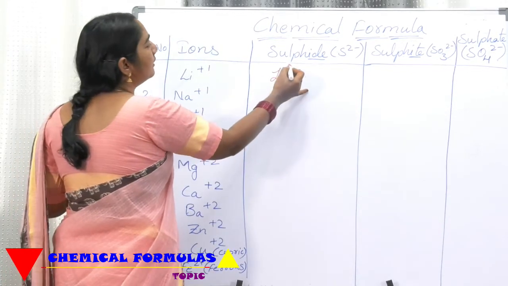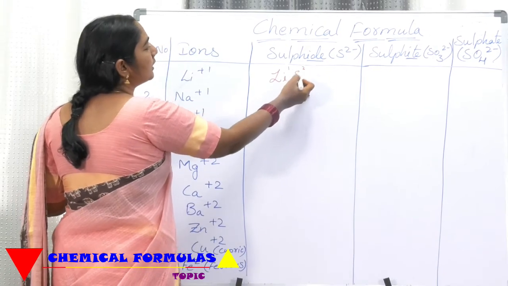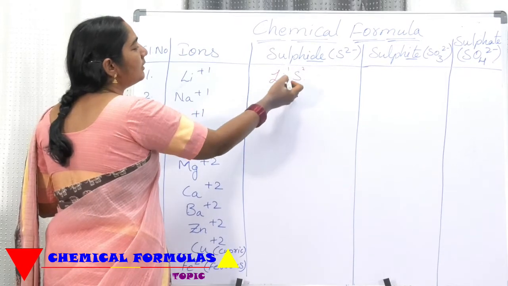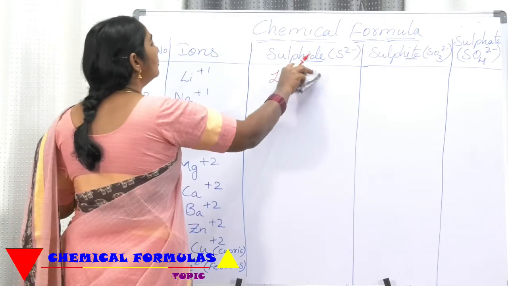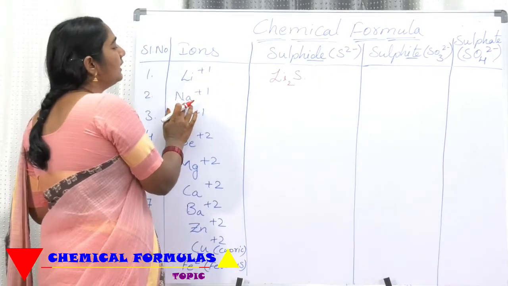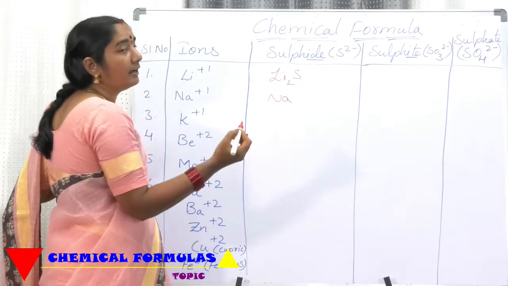Lithium sulfide. Because lithium's 1 came here, this 2 came here. I think you understood. This 2 came here, this 1 went here. There is no need of writing 1 here. So I think now you understood. Now you can try to tell me. Now Na, sodium. In this case, sodium sulfide.